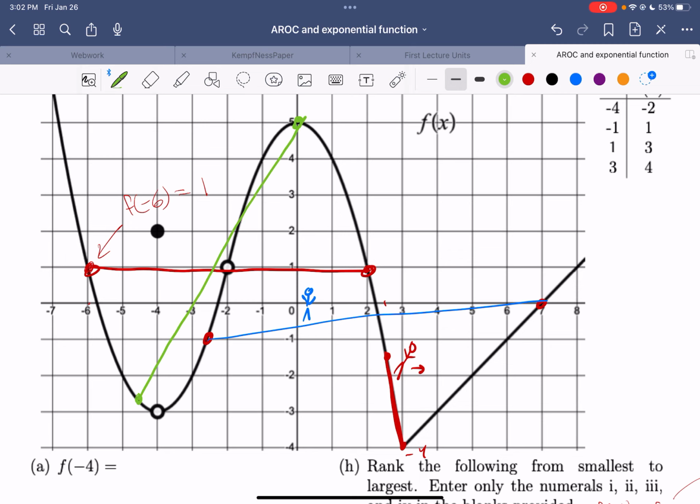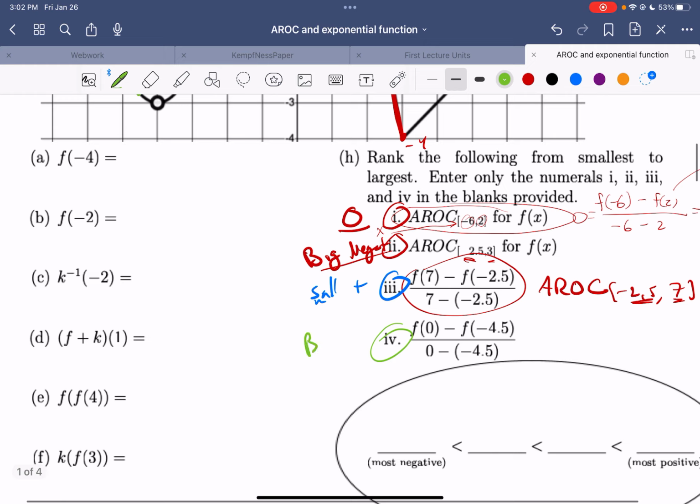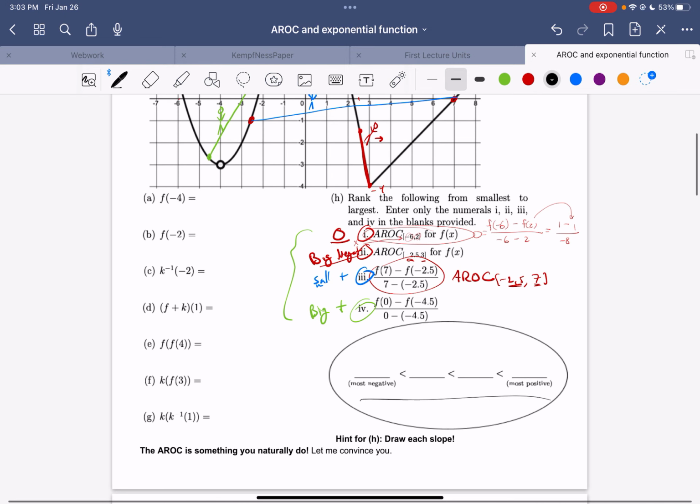What would it feel like to walk along this? Oh man, that's a steep uphill. That's a big positive. All right, so now we have to order all of these things. And that's what this question is asking for.